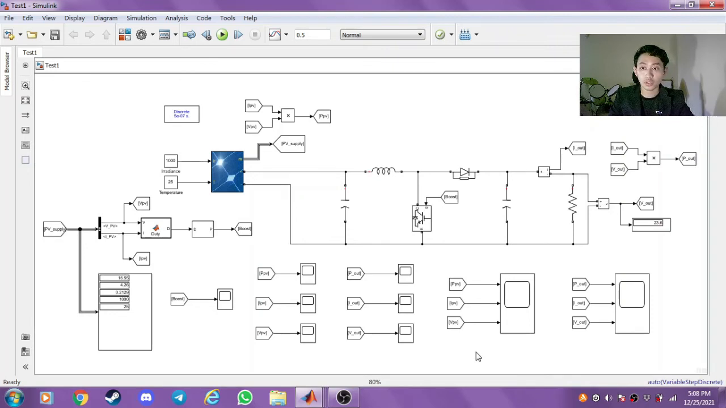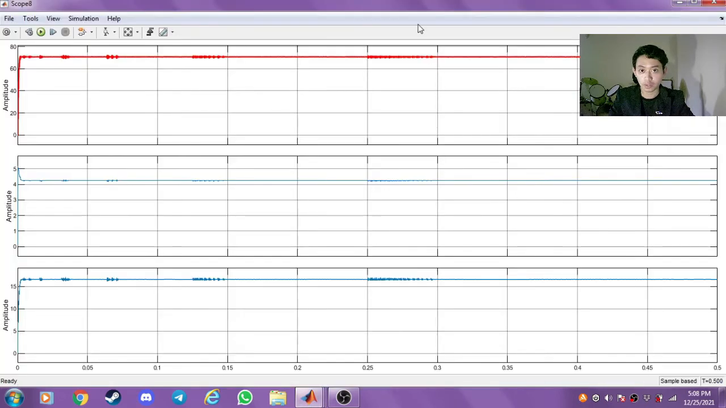So I will continue with the simulation part and I will explain the waveform of the input and output of the circuit. Firstly, we have two scopes. The first scope is for the input signal that came out from the PV array, and the second scope is for the output signal taken directly from the load. So without wasting time, let's have a look at the first scope.